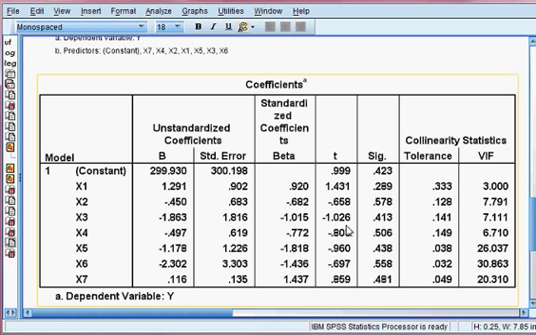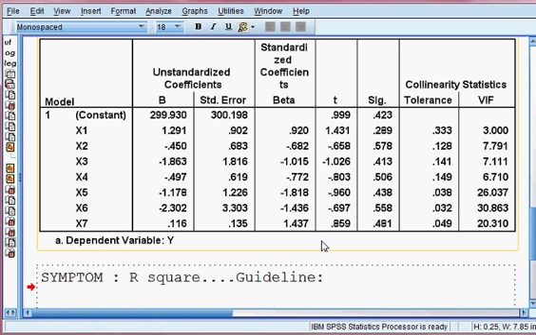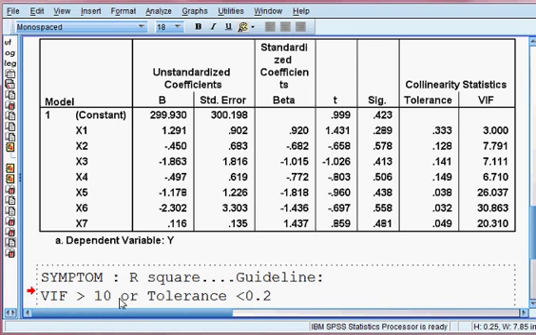Okay, but we can double check whether our model is suffering from multicollinearity. There are some guidelines. What is the guideline? Number one guideline, the value of VIF should be more than 10, or tolerance should be less than 0.2. Then we can say that a particular model is suffering from multicollinearity. Okay, we check it.